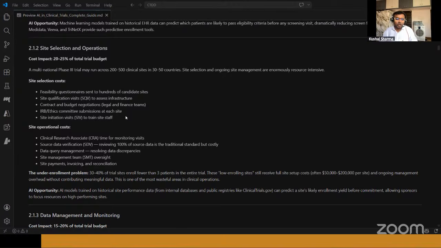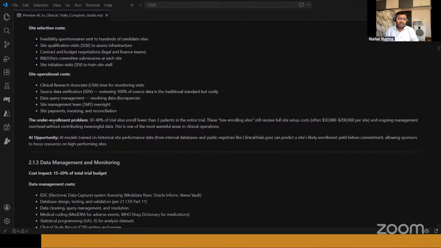So site selection cost: feasibility questionnaires sent to hundreds of candidates, site qualification visits (SQVs) to assess infrastructure, contract and budget negotiation, which the legal and finance teams do. IRB and ethics committee submission at each site, the regulatory bodies, and site initiation visits (SIVs) to train the site staff.